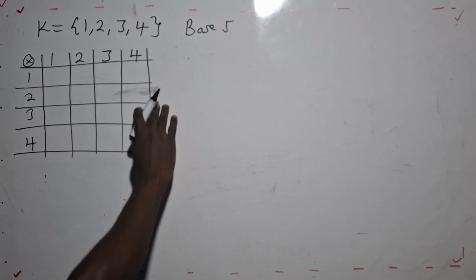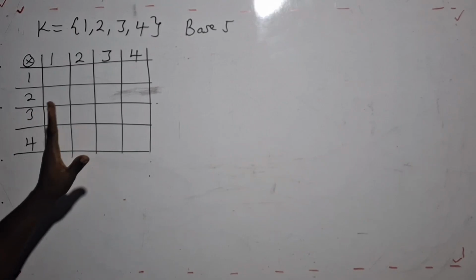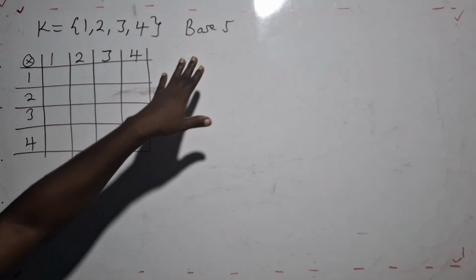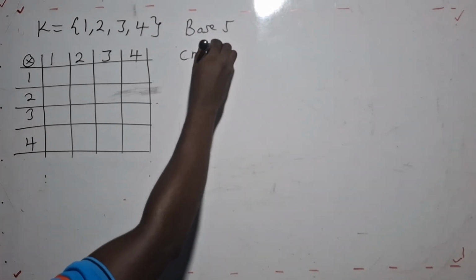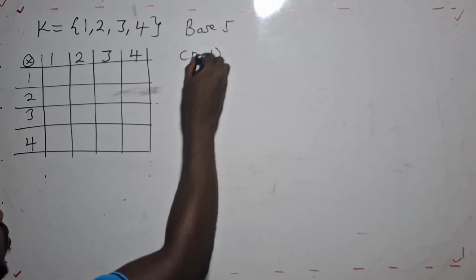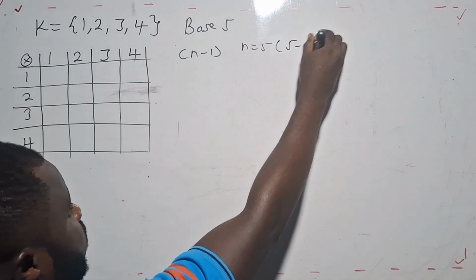So I can erase the excess here. As we did the addition table, we are going to do the multiplication table the same. We should avoid getting 5 in this table because we are dealing with base 5. And as the formula says, n minus 1, so now the n is 5, so 5 minus 1 is what?